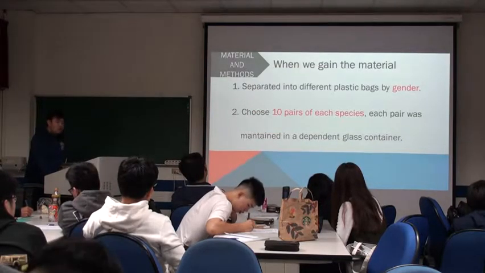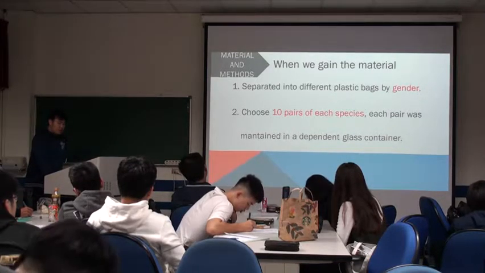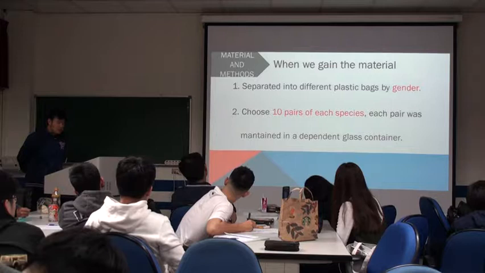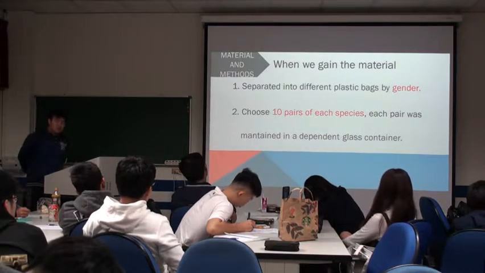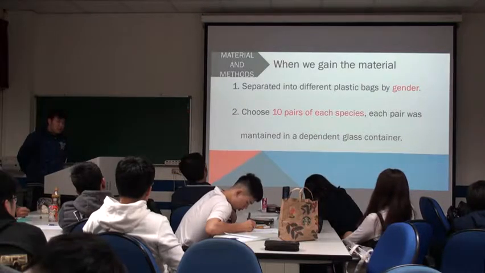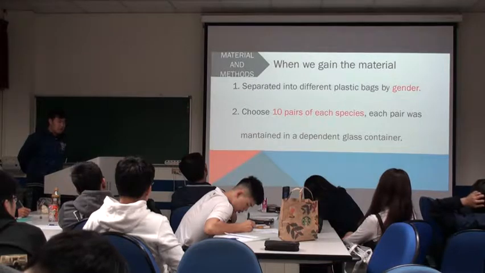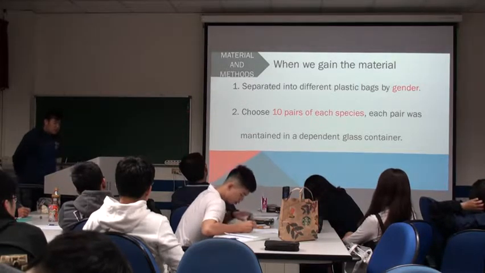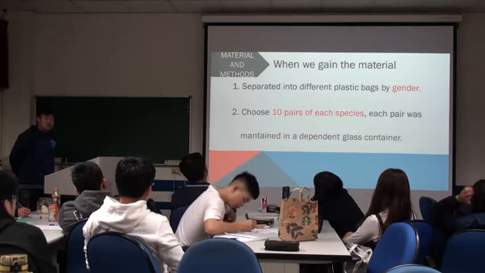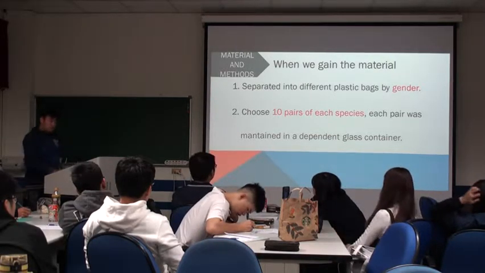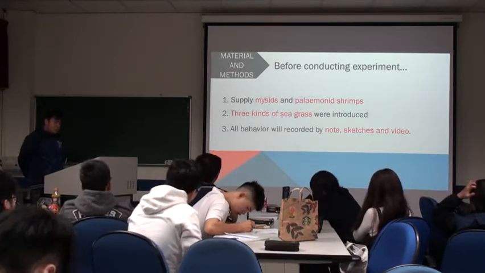When we got the material, we first separated it into different plastic bags by gender, because we didn't want them to mate too quickly, which would probably cause the loss of material. Second, we chose 10 pairs of each species. Each pair was maintained in an independent glass container. Before conducting the experiments, we prepared a few more things.